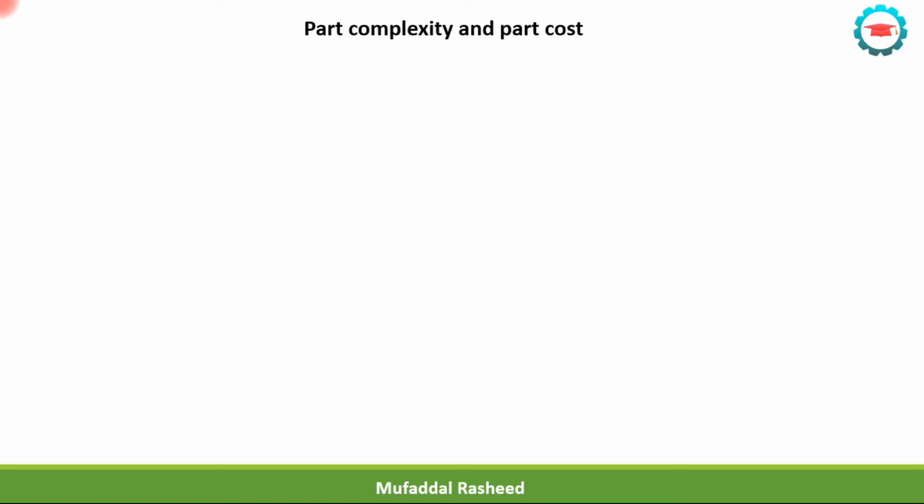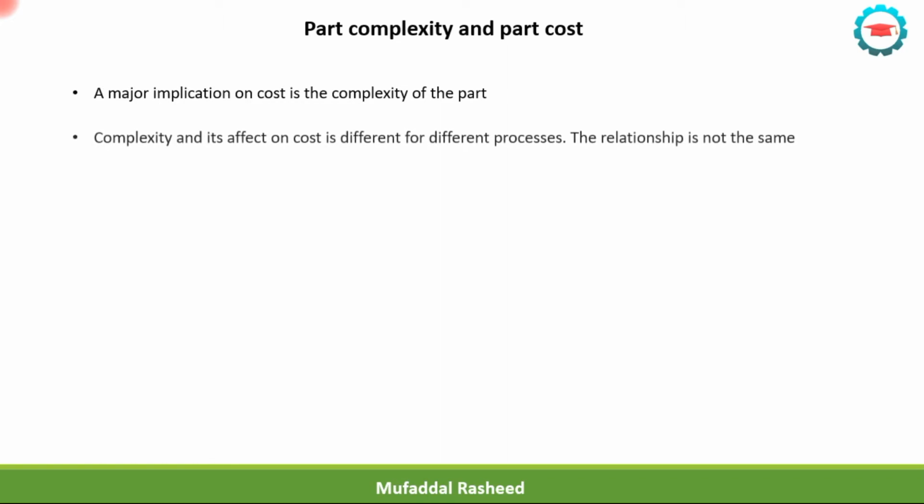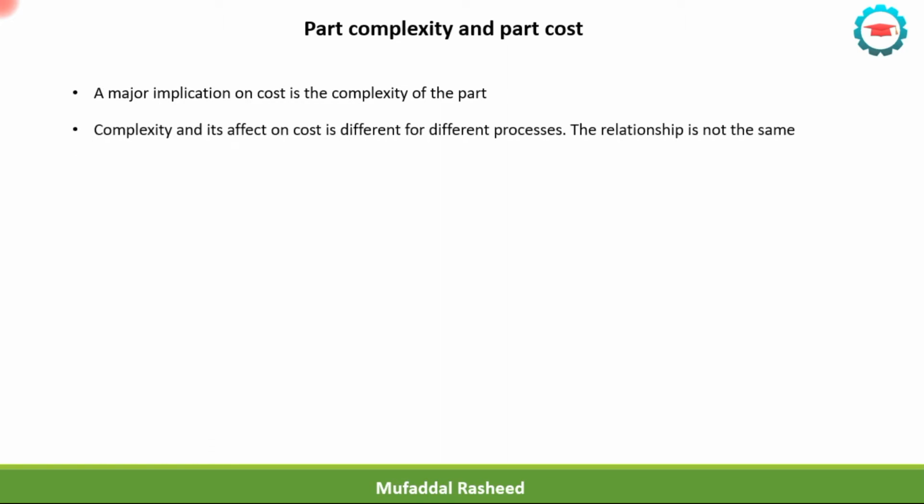Now we will understand with an example the relationship between part complexity and part cost. A major implication on the cost is the complexity of the part. But we have to keep in mind that the complexity and its effect on cost is different for different processes. The relationship is not the same for all the processes. Some processes scale better in terms of complexity as compared to others.